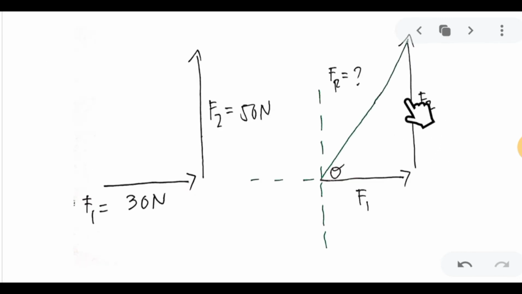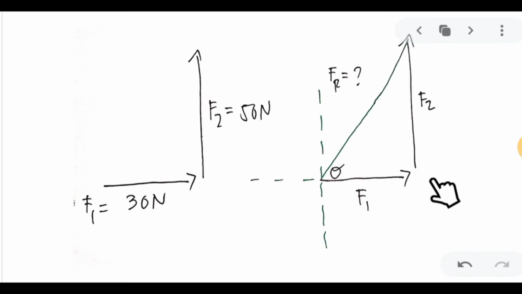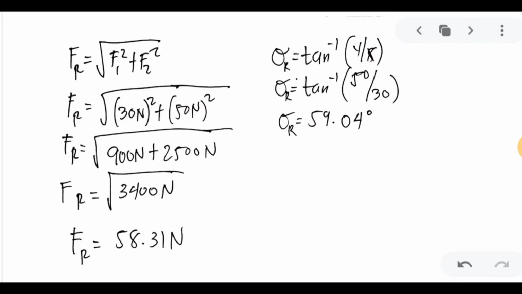Since this is plotted in quadrant 1, as you can see here, the direction is equal to the reference angle. So that is the inverse tangent of y over x. The value of y is 50 here and the value of x is 30. So that is 50 over 30, and the reference angle will be 59.04 degrees. We can say that the resultant force is 58.31 newtons at 59.04 degrees, since this is also the direction of quadrant 1 vectors.